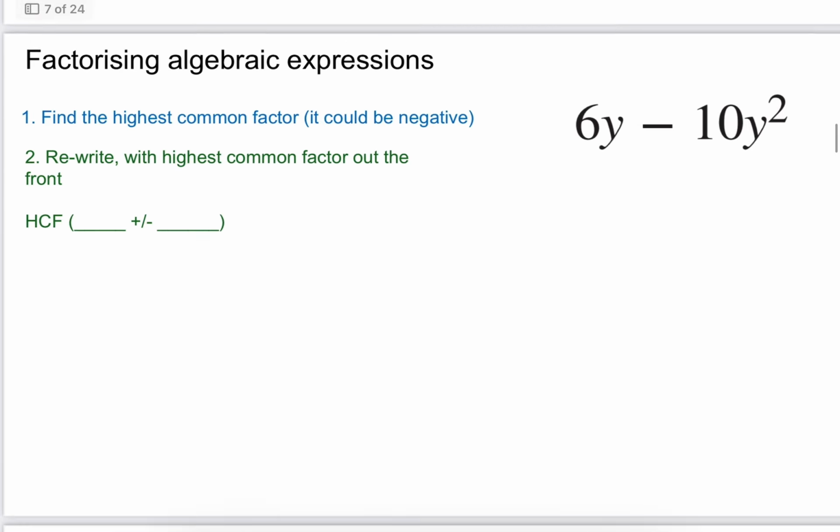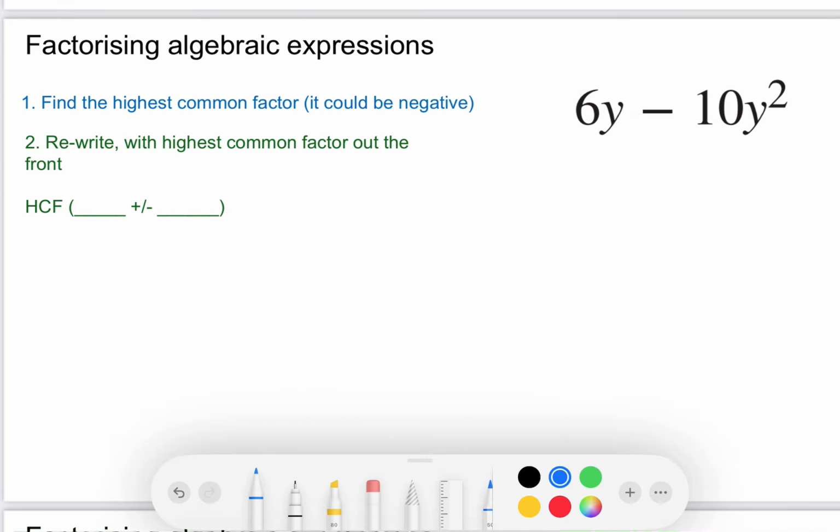Now let's look at how to factorize expressions. So we've previously looked at finding the highest common factor. We're now going to use that to go a step further and factorize our expression. So let's look at our steps. Our first step says find the highest common factor. So I look at the two terms in my current expression and find the highest common factor. Well, I can see the highest algebraic factor is y. And then I look at my two numbers, 6 and 10. And the highest common factor of 6 and 10 is 2.